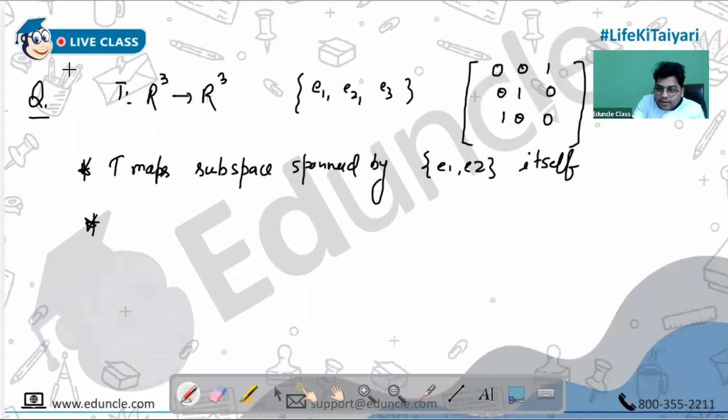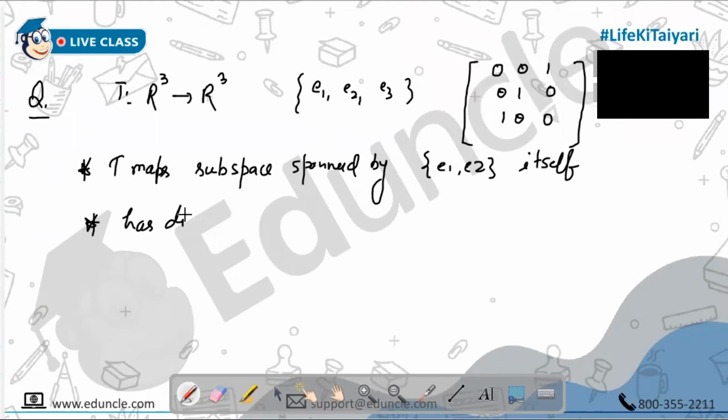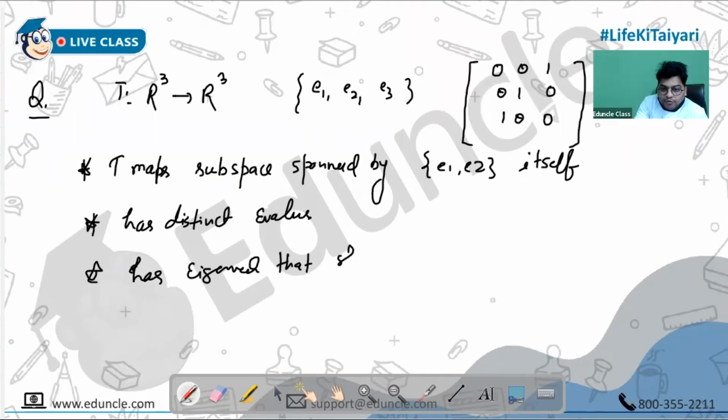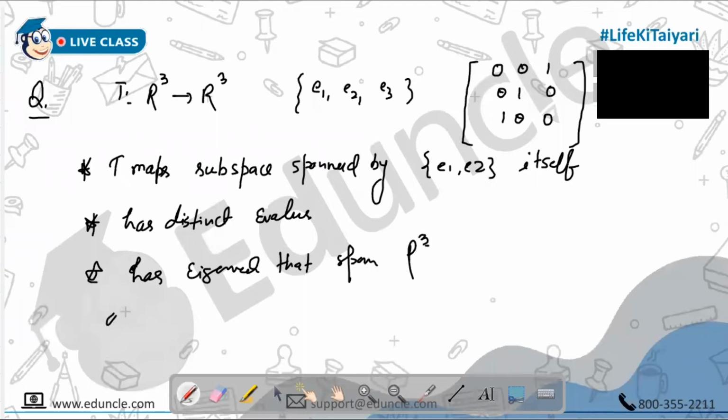Is spanned by this. This is this. And another is has distinct eigenvalues and has eigenvectors that span R cube. And last is has a non-zero null space.